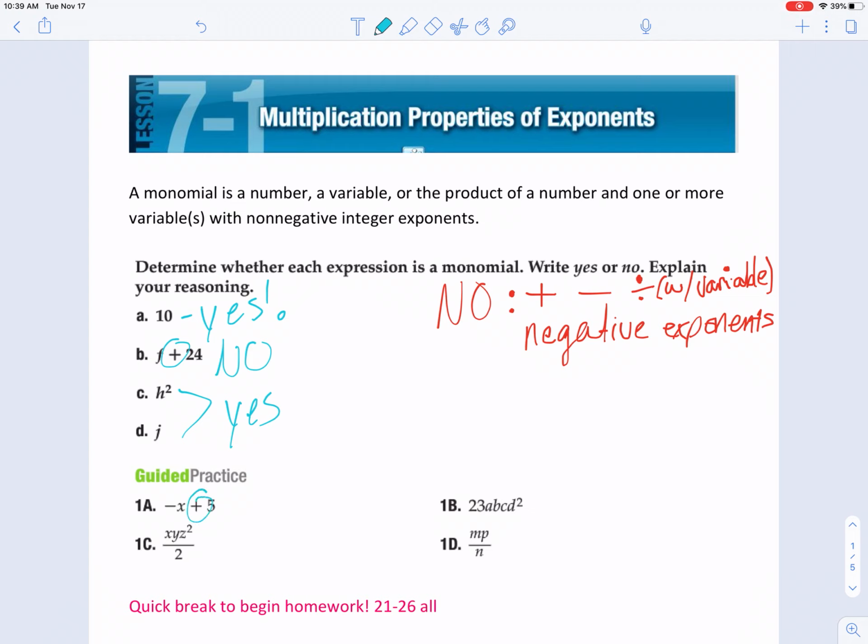A is no because of the addition. C is yes. Again, the only problem with division is if the variable is in the bottom. So that one's good. B. That one is quite the long one, but it does work. And 1D is a no because of the division of a variable.